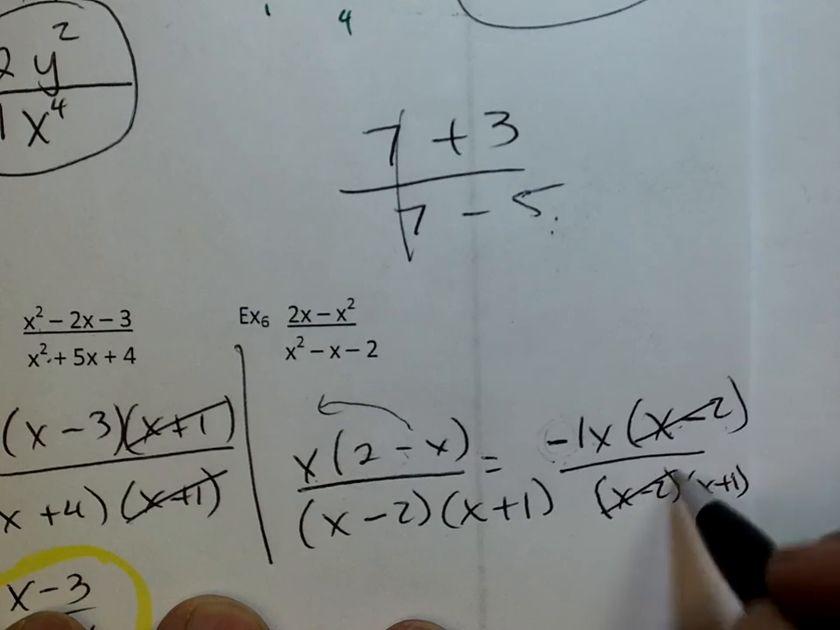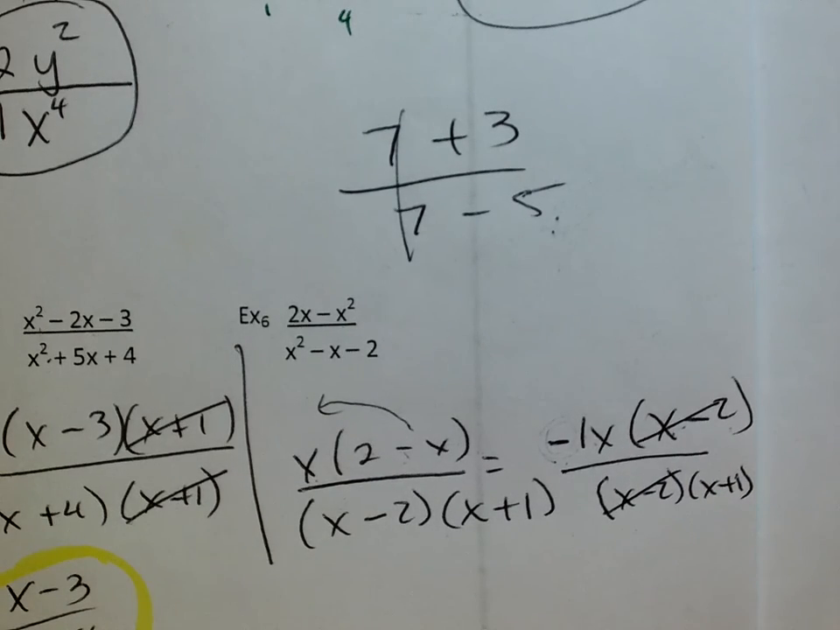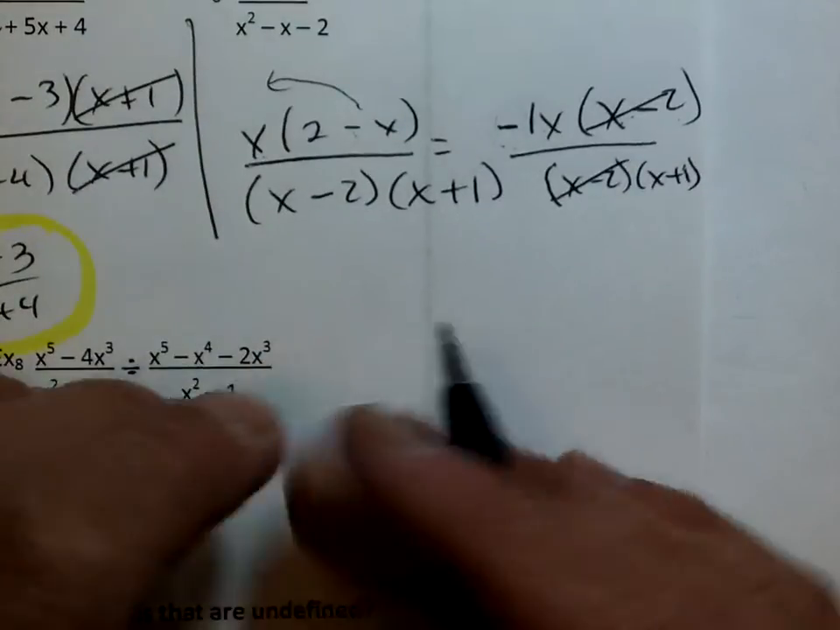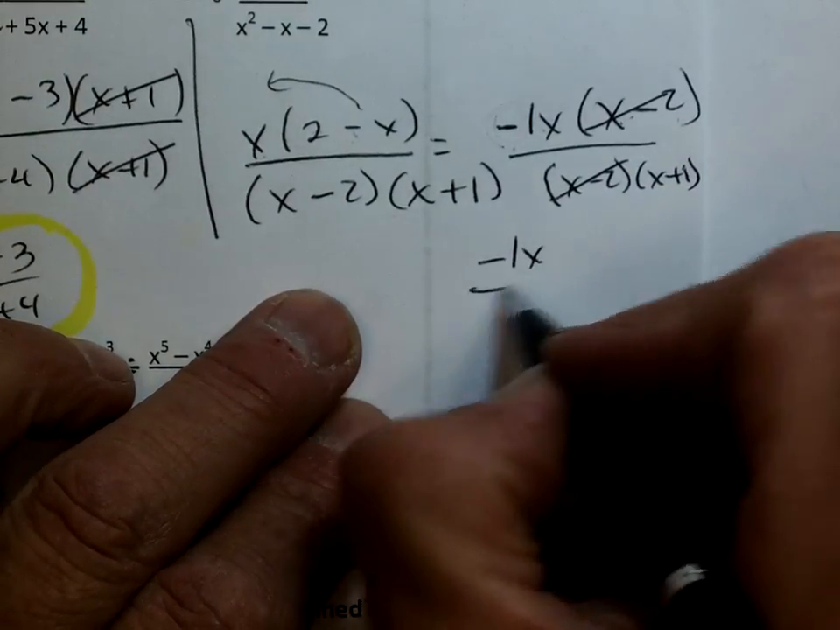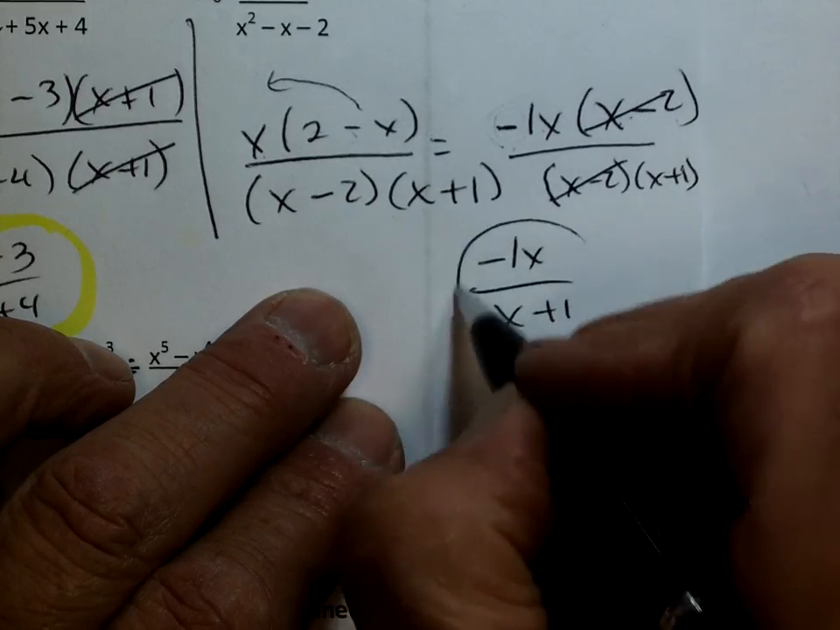my x minus 2 with my x minus 2. They have to be the same to cancel, okay? What's left over? Well, let's see it. I have a negative 1x over an x plus 1.